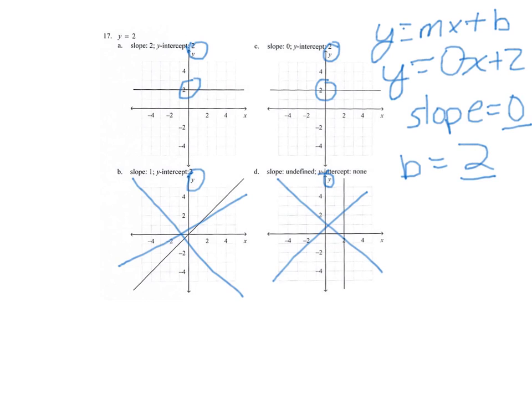Now, here it says slope of 2. Well, we said we wanted a slope of 0. So that doesn't work, and that leaves us C. It has a slope of 0 and a y-intercept of 2.